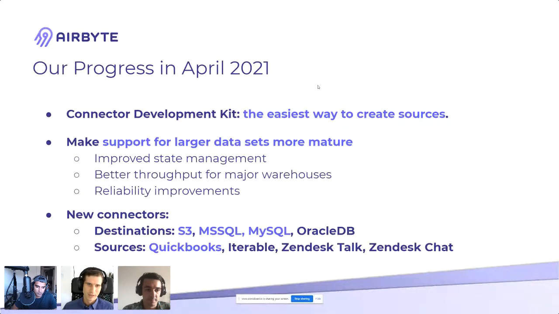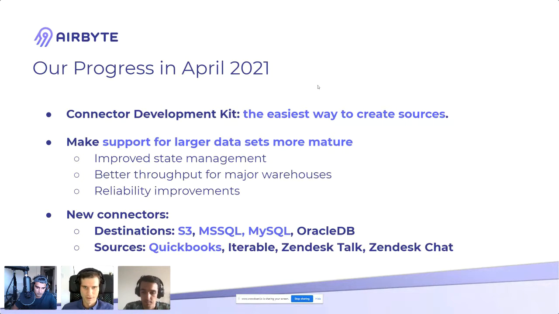One of our other goals for the month was trying to mature our support for larger data sets. We got a lot of feedback around people running into timeouts: I'm syncing a lot of data and it fails right at the end, but then I have to go back to the beginning. We've really made a lot of headway here. One of the biggest ones is improving our throughput to a lot of the major data warehouses that we support.